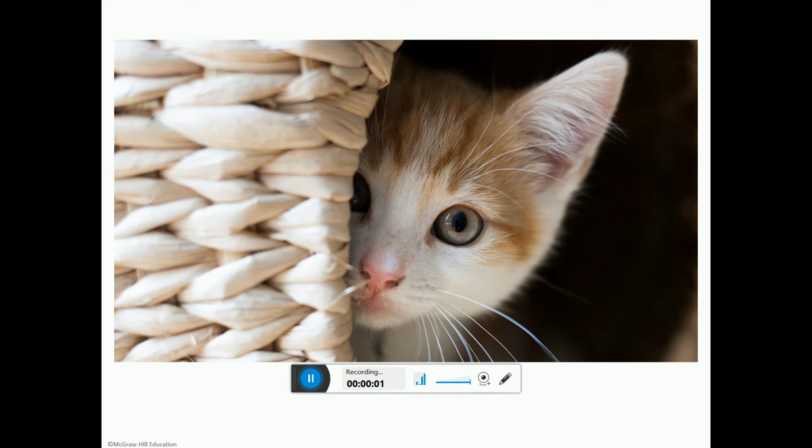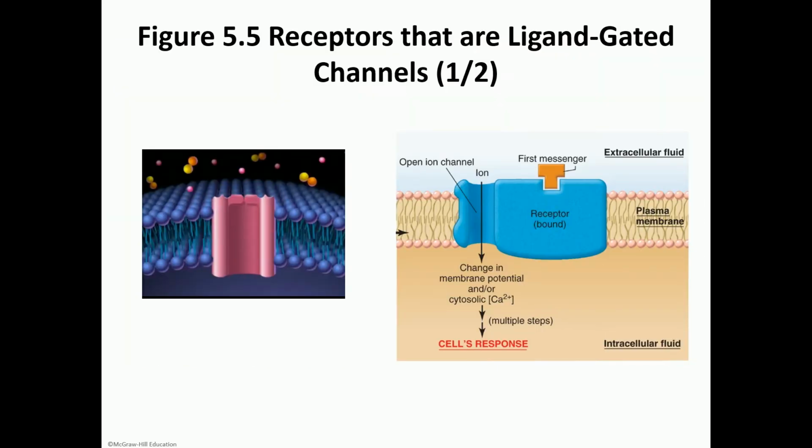So welcome back, folks. This is part 2 of chapter 5. And here we'll start talking about the receptors in detail. So the first receptor to talk about are the ligand-gated ion channels. And I'd like to talk first about the structure of the receptor.